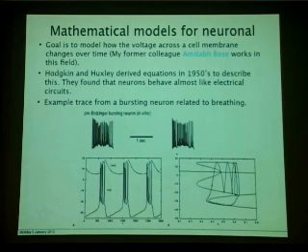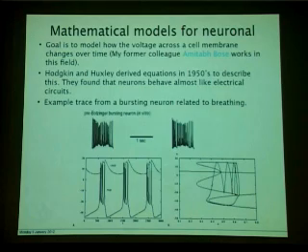Hodgkin and Huxley derived this equation in 1950 to describe this, and they found that neurons behave almost like electrical circuits. As you see on the top, it is an example of a trace from a bursting neuron related to breathing. So when you breathe, it moves like expanding and contracting in some sense. And these lower two figures are actually using differential equations, and these are the models which you get from that.